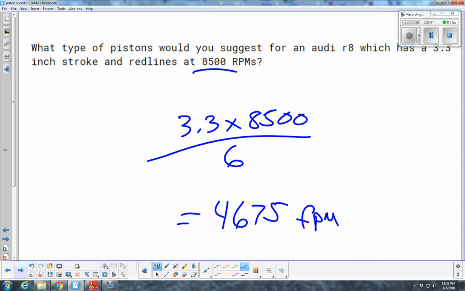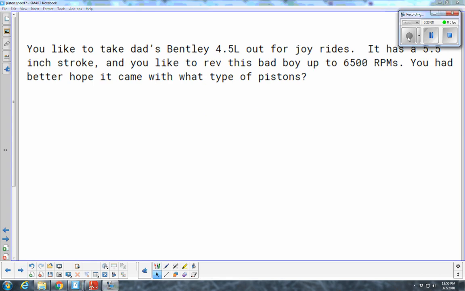I googled what engine has the biggest stroke, and one of the popular ones that came up was this 4.5 liter Bentley, which has a 5.5-inch stroke, which is ginormous, right? So it's huge. I don't know why they would do that, but they did. I love a Bentley. I wouldn't mind driving one of those around. My dad had one. I would definitely take it for a joyride. But I wouldn't be revving it way up to 6,500.